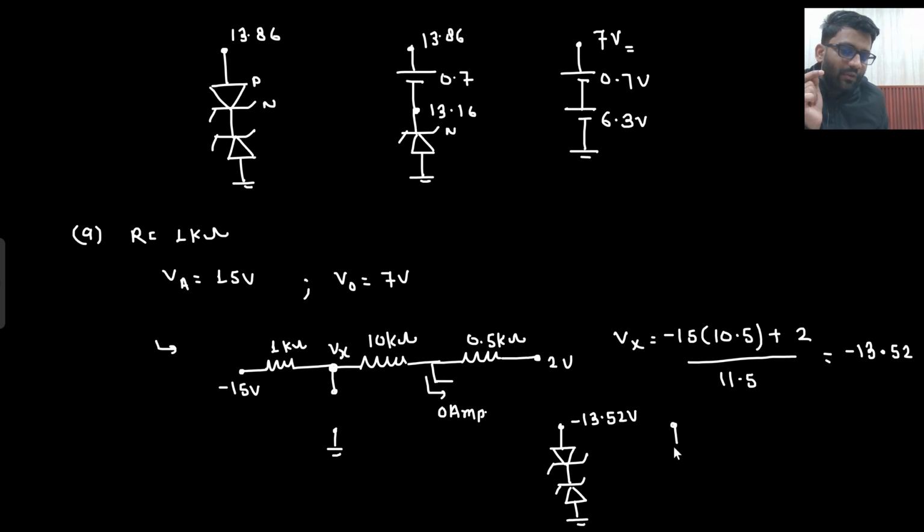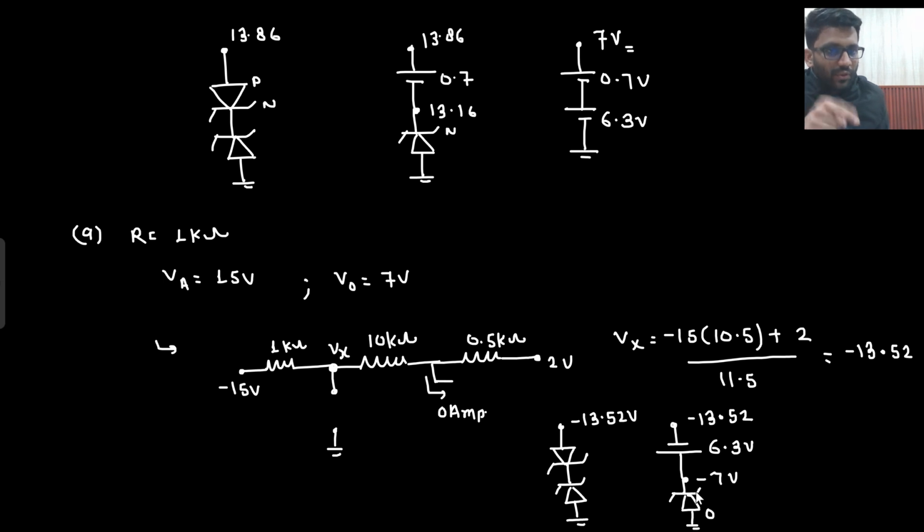If this goes into breakdown, then what will happen? This will be replaced with a negative terminal. This will be positive. P side negative, N side positive. When it goes into breakdown, the opposite happens. So what will be the battery? 6.3 volt. It will be replaced with 6.3 volt. So now you are having minus 13.52 plus 6.3, roughly around here you will be getting minus 7 volt, and then you are having N and P. So P is at 0, N is at around minus 7 volt. So what will happen? This is enough to turn this diode on. So this diode will be going into forward bias.